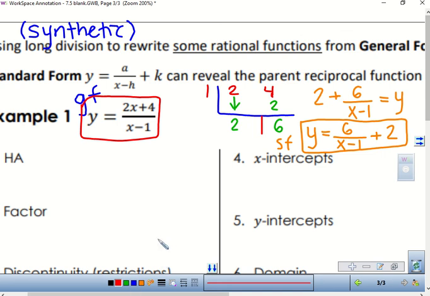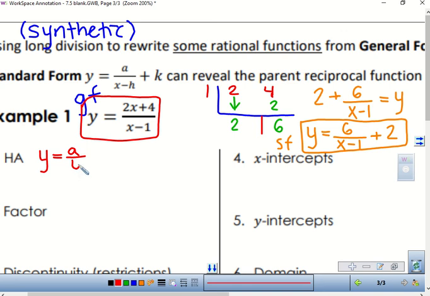So, the way we find the horizontal asymptote when we're dealing with general form is we first have to identify if it's top heavy, bottom heavy, or the degree is the same. What is the degree of this numerator right here? 1. Good. And what's the degree of the denominator? 1. So the degrees are the same, which means the horizontal asymptote is 1.